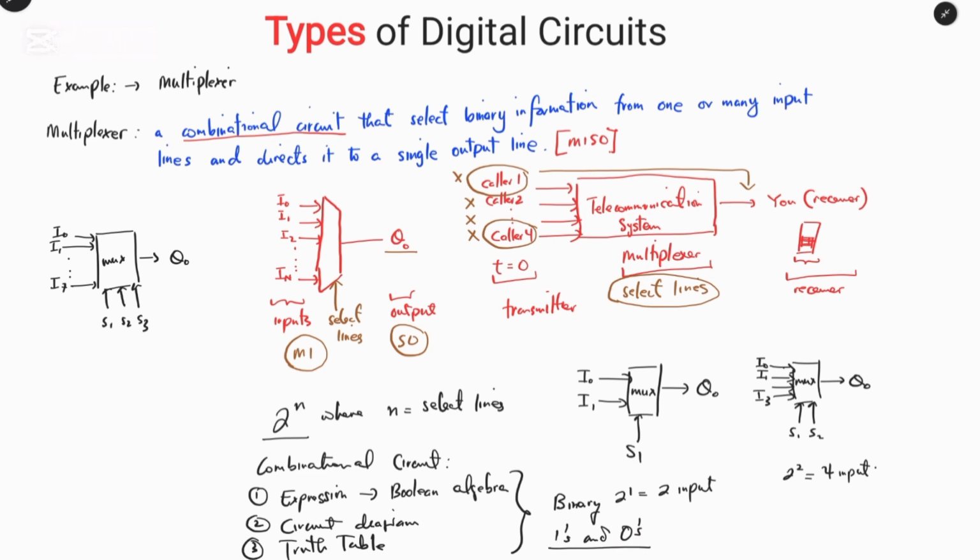So we will look at the example of a 2 by 1 multiplexer and a 4 by 1 multiplexer. In some cases they normally write it in this term, like 2 by 1 MUX, you know that it is a multiplexer with 2 inputs and 1 output, or 4 by 1 MUX, we have 4 inputs and 1 output, and so on.